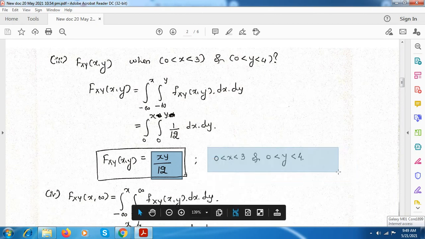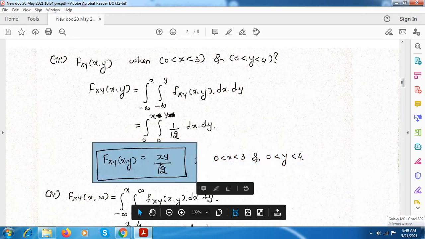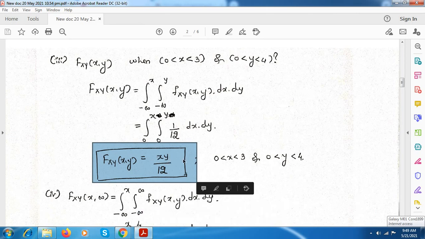And the range they have given is from 0 to 3 for x and y 0 to 4. So this is the CDF, that is x into y divided by 12. Here x will range from 0 to 3 and y will vary from 0 to 4. So this is the CDF value you have got. So just take down this.